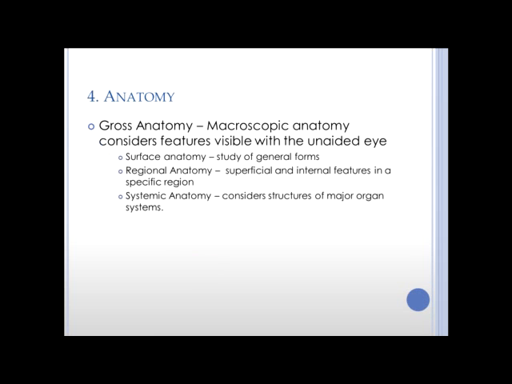Gross anatomy, or macroscopic anatomy, considers features visible with the unaided eye. We have surface anatomy, which is the study of general forms. We have regional anatomy, which is superficial and internal features in a specific region. And then we have systemic anatomy, which considers the structure of major organ systems.